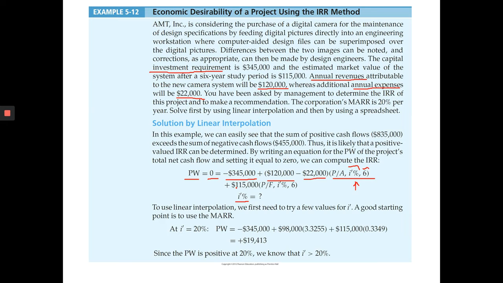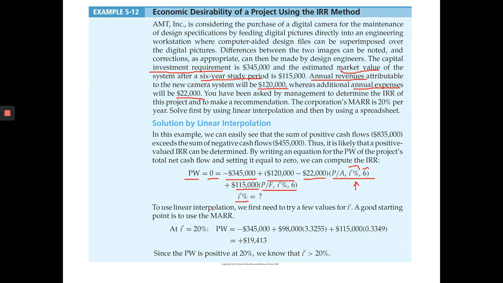And finally, we also have $115,000, which is our market value at the end of 6-year study period. So this is our market value. Since it's at the end of the study period, it is a future value, and therefore it has to be converted from future to present, and again with the unknown interest rate IRR, and for 6 years.